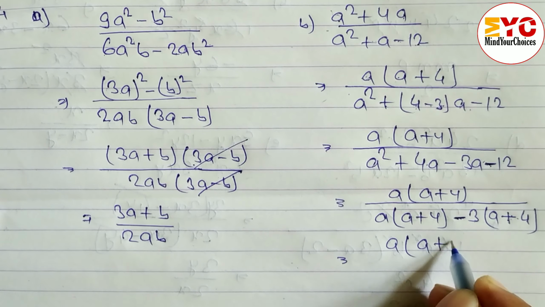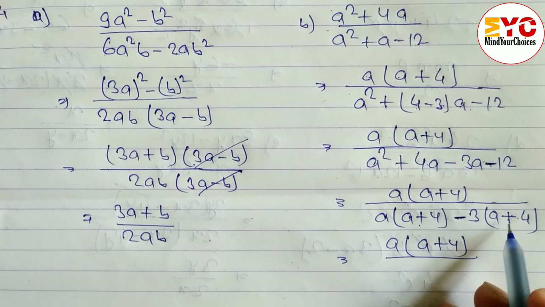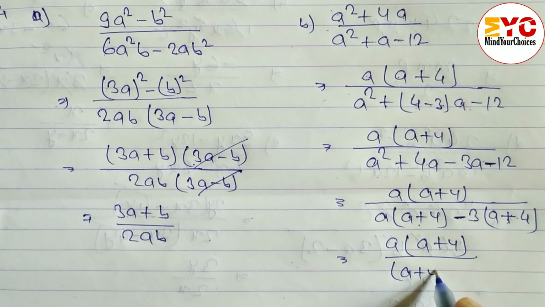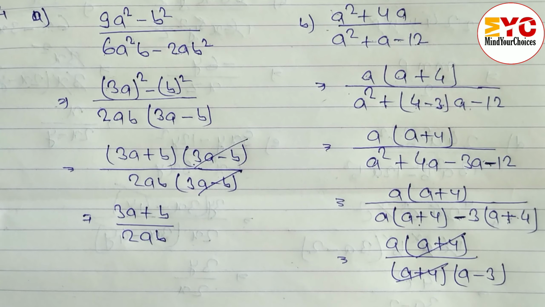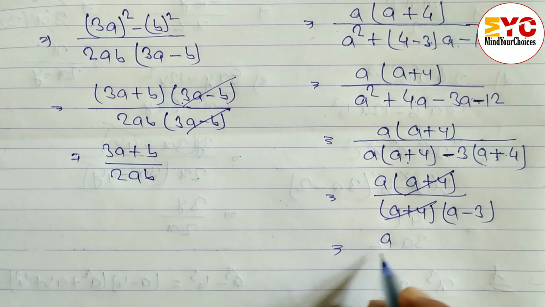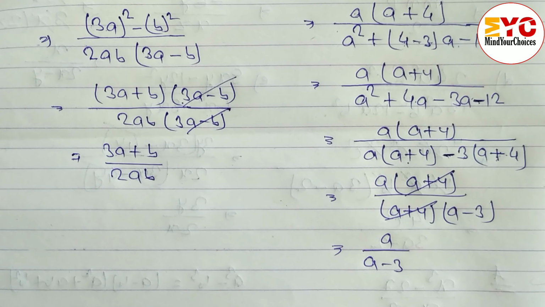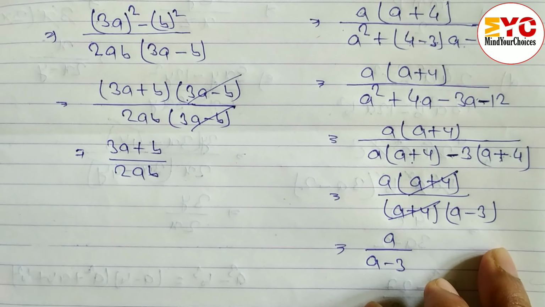A plus 4. Now here a plus 4, so we can take a plus 4 common, and what is remaining here? A, so write a, minus 3. So a plus 4 cancels, and the remaining is a by a minus 3. Hope you understand this question too.